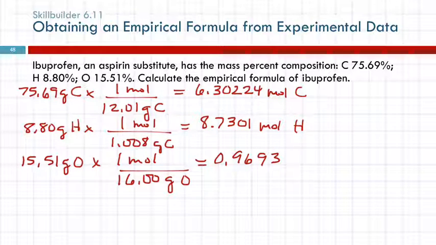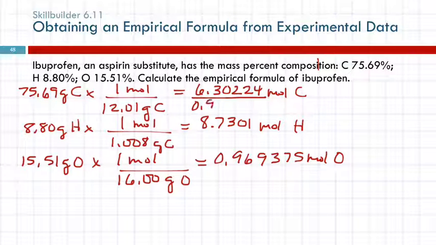0.9693. There's the 4 sig figs, 2 extras. Moles of oxygen. Okay. I choose the smallest and divide everything by the smallest. So that one divided by 0.969375 is 6.50135.